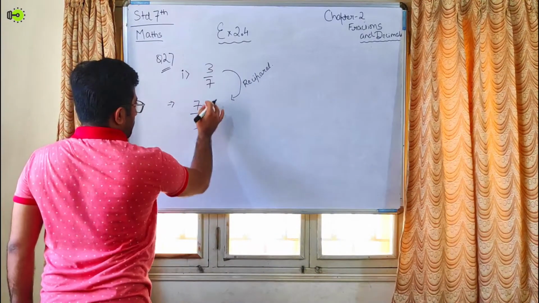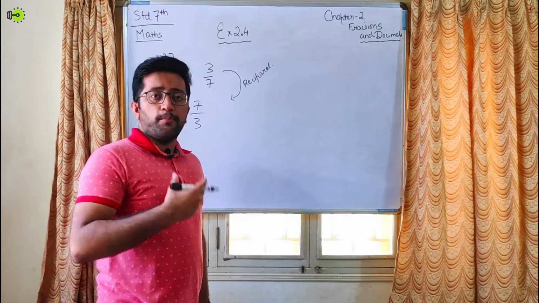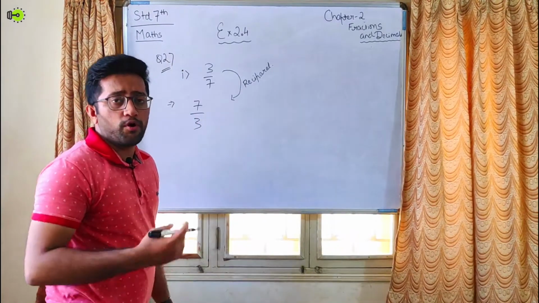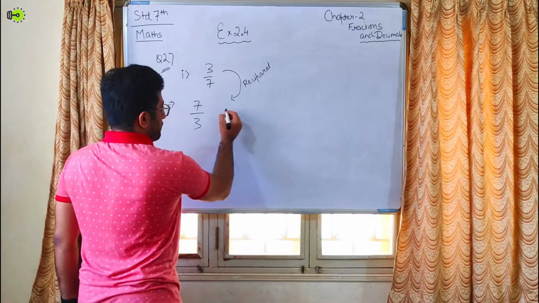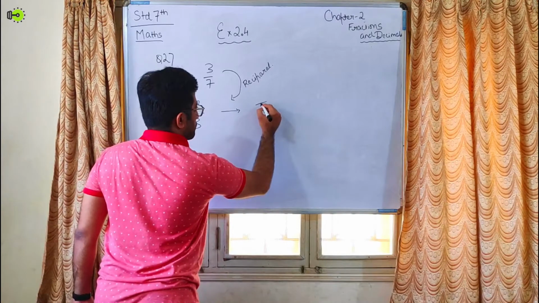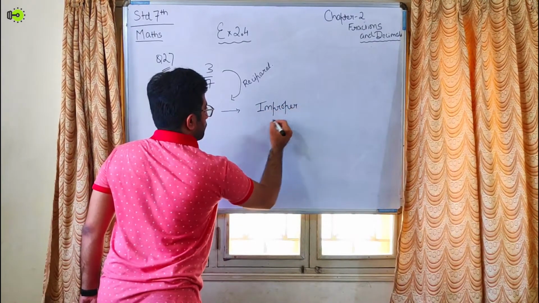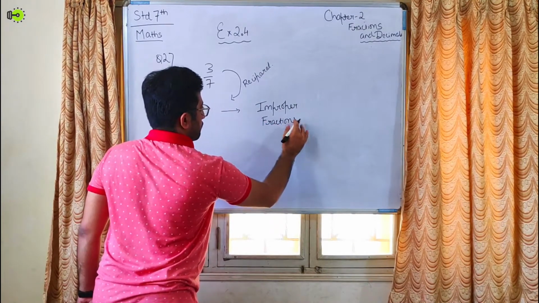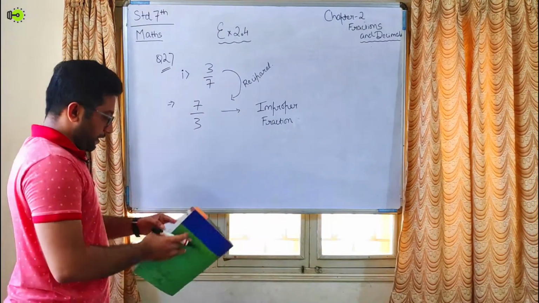Okay, the reciprocal of 3 by 7 is 7 by 3. Now let us try to give this a proper classification, that is, whether it is a proper fraction, an improper fraction, or a whole number. So yes, our numerator is bigger than the denominator, so this is an improper fraction. Okay, so this is your answer.